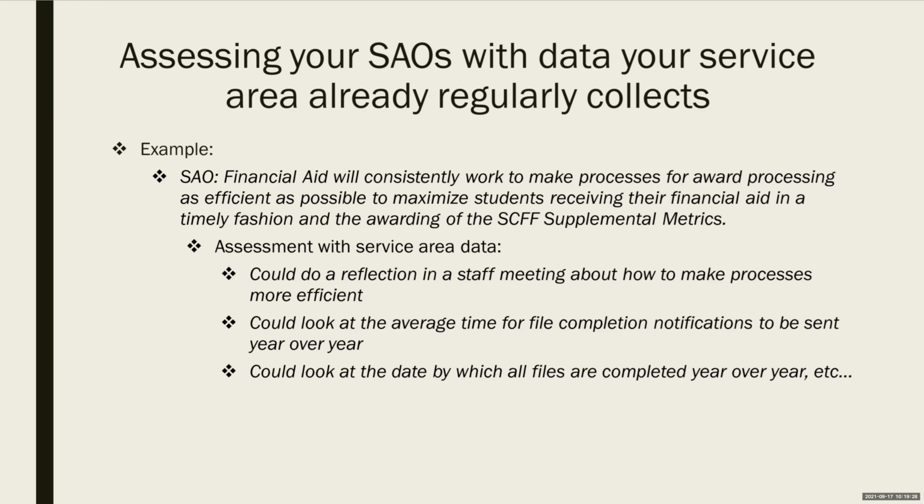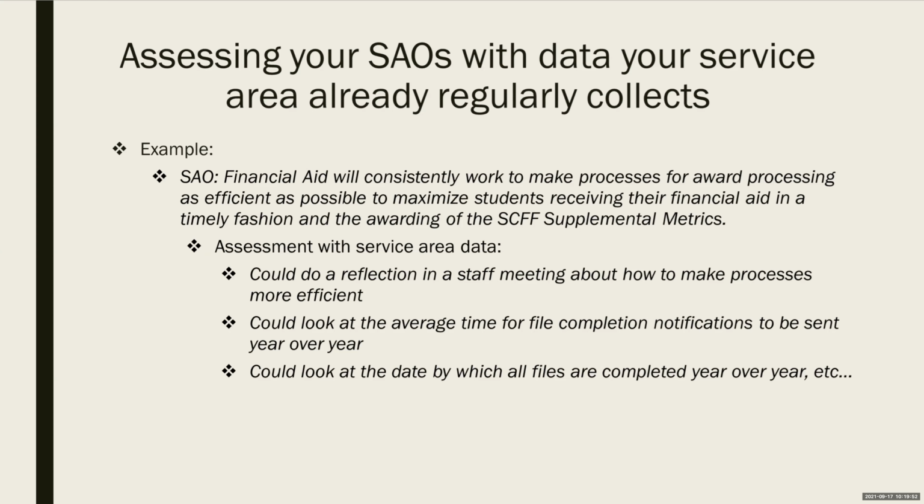Maybe you could do a reflection in a staff meeting about how to make processes more efficient. You could devote a whole hour to thinking about how do we make award processing as efficient as possible, document the results, and maybe you come up with a process or policy change for your office in order to become even more efficient. I know you already are really efficient, but that could be an assessment for that particular SAO.